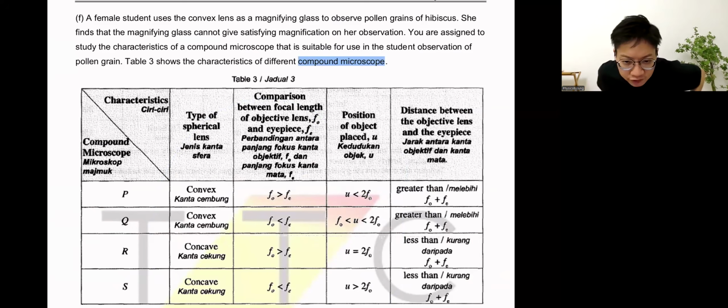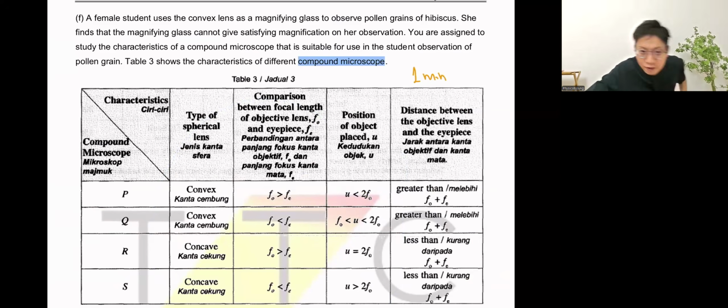Guys, I cannot hold it. Go toilet first, faster. Tell me your answer. Okay, 1 minute toilet. Faster, guys.